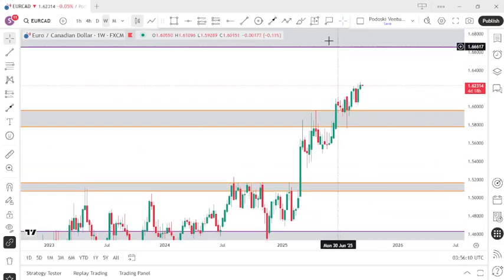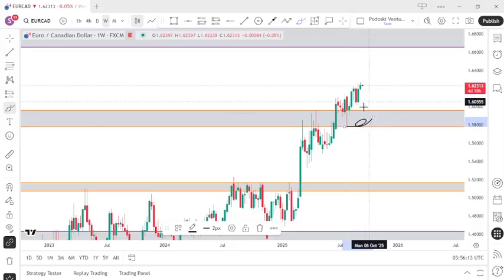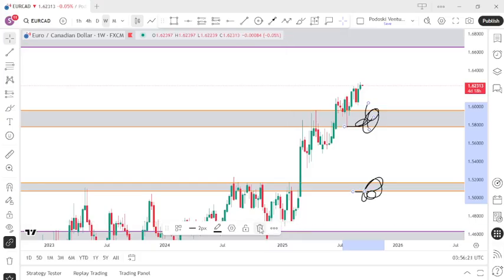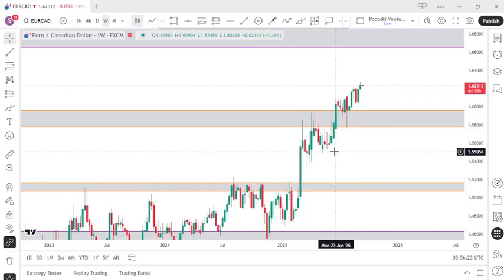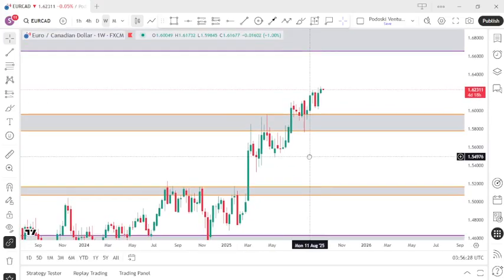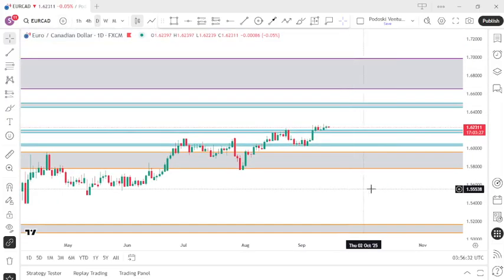Okay, with that being said, let's go to the weekly. On the weekly time frame, I have my weekly midway zone here and my weekly lower zone here. From the weekly time frame, we see price is moving to the outside beautifully. So let's go to the daily time frame and see what price is doing.